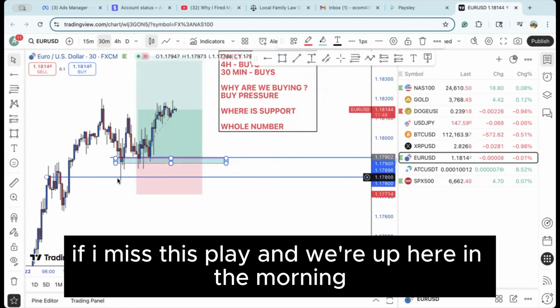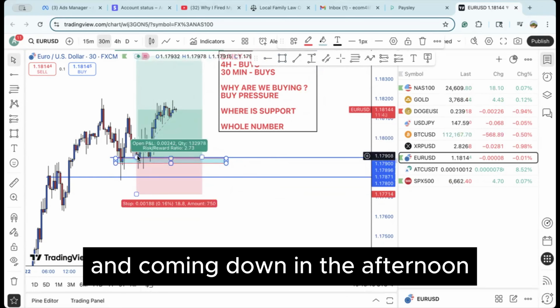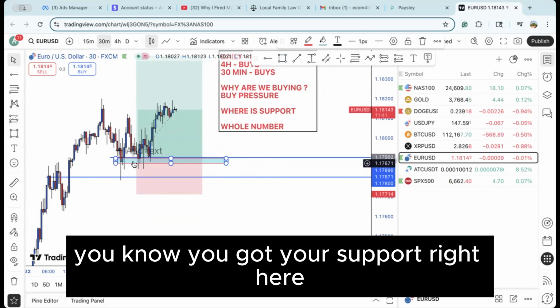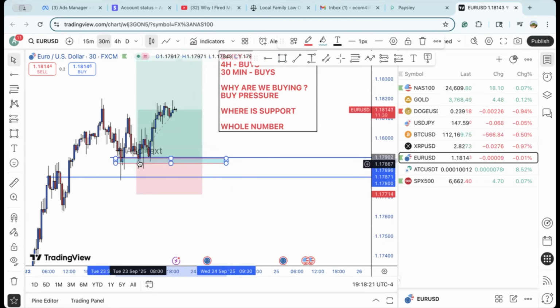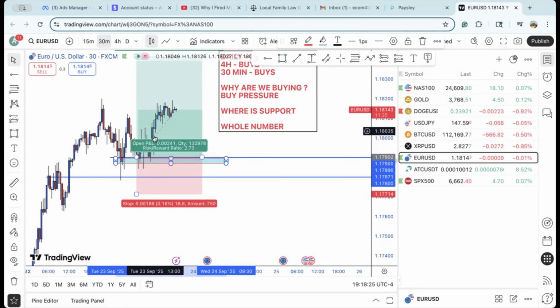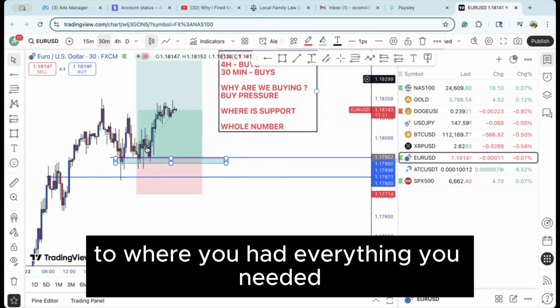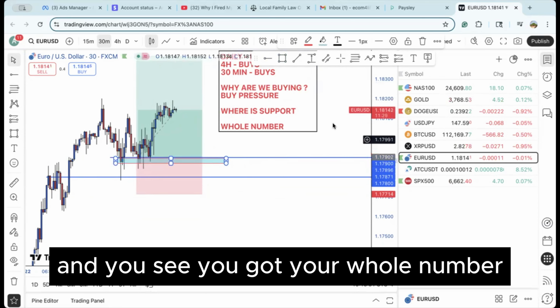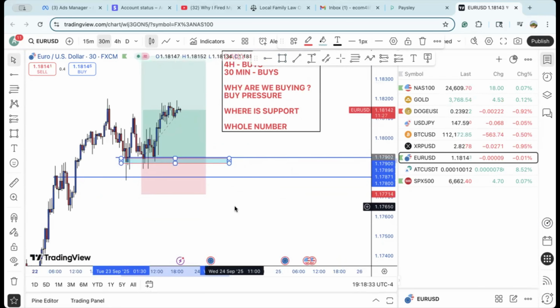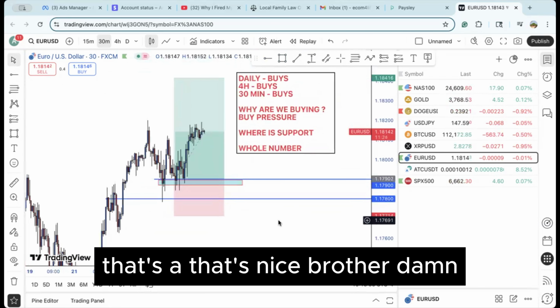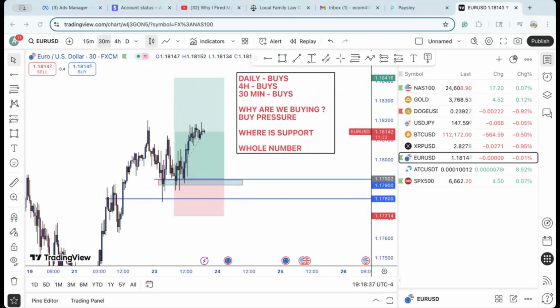If I miss this play, and we're up here in the morning and coming down in the afternoon, and then this guy over here, you got your support right here, support right here. That's one, two, three, four, five. Then you got this long candle, that's six opportunities to where you had everything you needed, and you see you got your whole number. That's nice, brother.